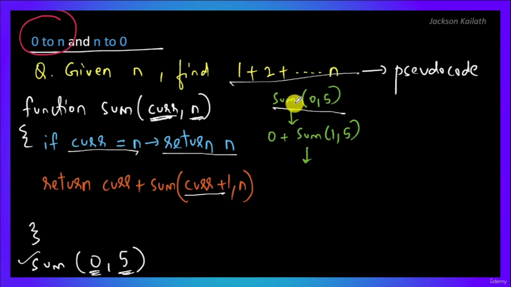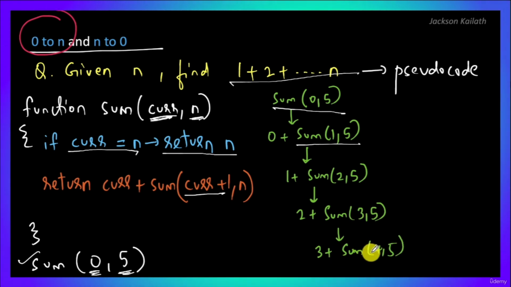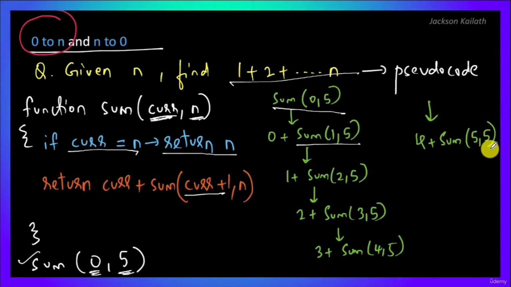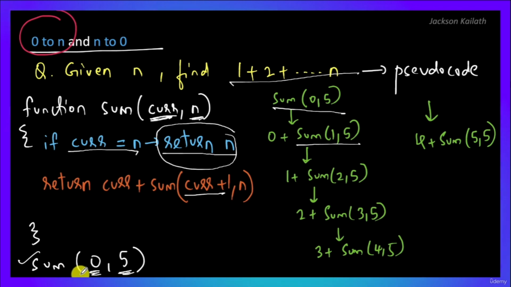So this sum of 0, 5 is going to recursively call sum of 1, 5, and then again we are inside the function, cur is 1, it's not equal to 5, so we're going to call recursively sum of 2, 5. This is going to recursively call sum of 3, 5, which again is going to call sum of 4, 5, and this is going to call sum of 5, 5. At this point cur is equal to n, or 5 is equal to 5, so we have hit the base or terminating condition, and let's just return n. So n is equal to 5, so this over here is gonna return 5.